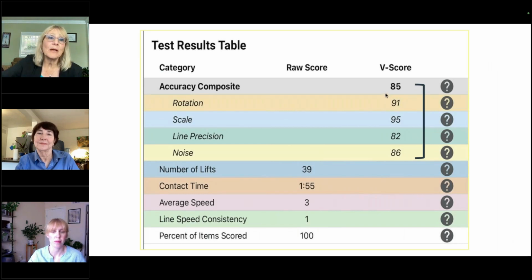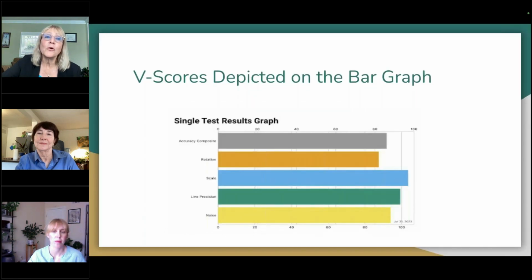And here on the app itself, on the results table, this is where you would find the numerical values for the V-scores. You can see accuracy composite, rotation, scale, line precision, and noise. Next slide. Also, on the results table, you will see the V-scores depicted on the bar graph, as I showed earlier. And this is just such a nice way to eyeball and look at strengths and weaknesses. If you look at the test results graph, you will see the accuracy composite and the subtests of rotation, scale, line precision, and noise. Next slide.